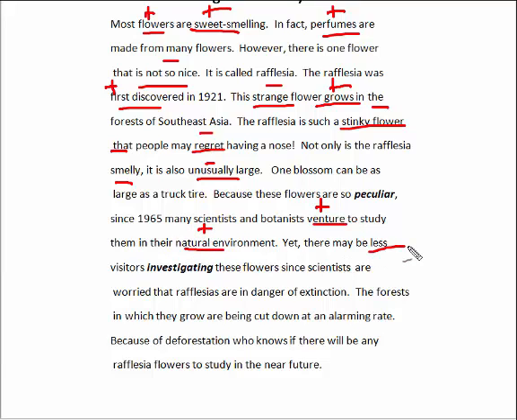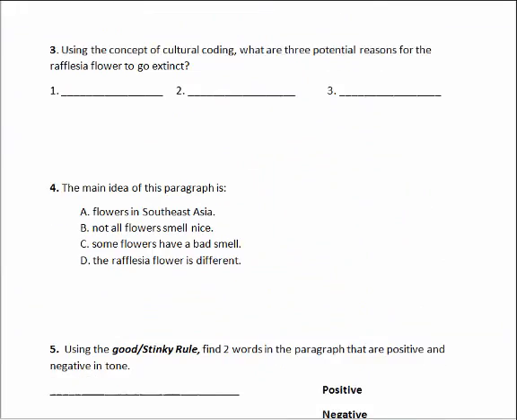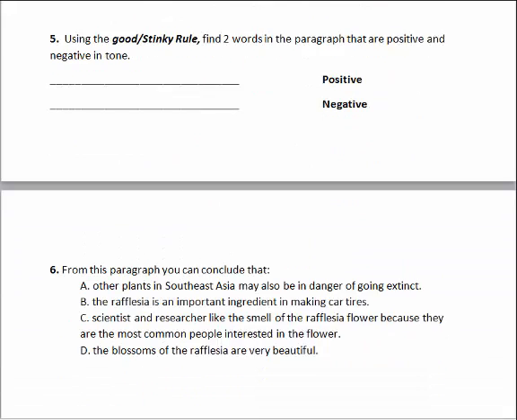Less visitors is going to be negative, something's going on here. When you're worried, that's negative. Danger of extinction is negative. The being cut down is negative. Alarming rate is negative. Deforestation is negative. And that is it. The good stinky rule. Many options for you here for the good stinky rule. Problem number 5. Let's move on. Let's take a look at 6.